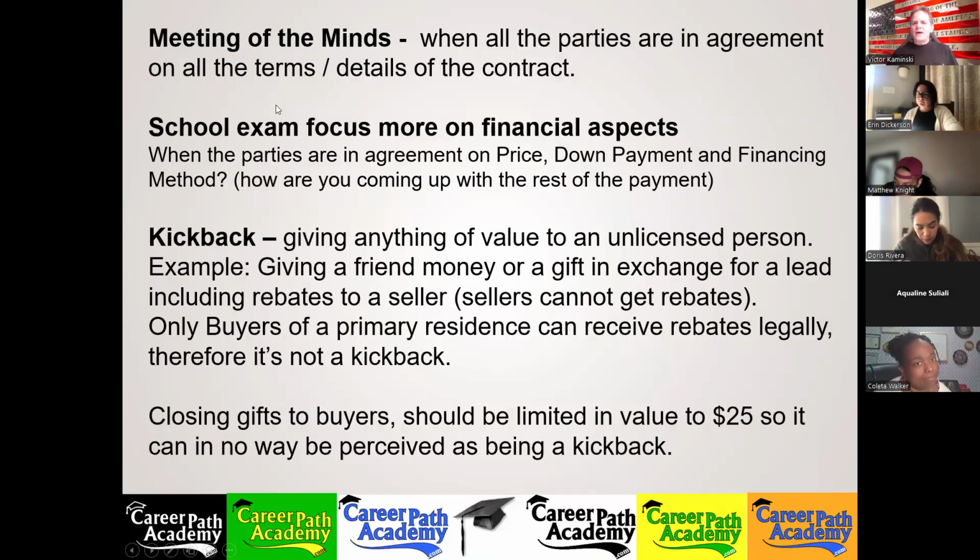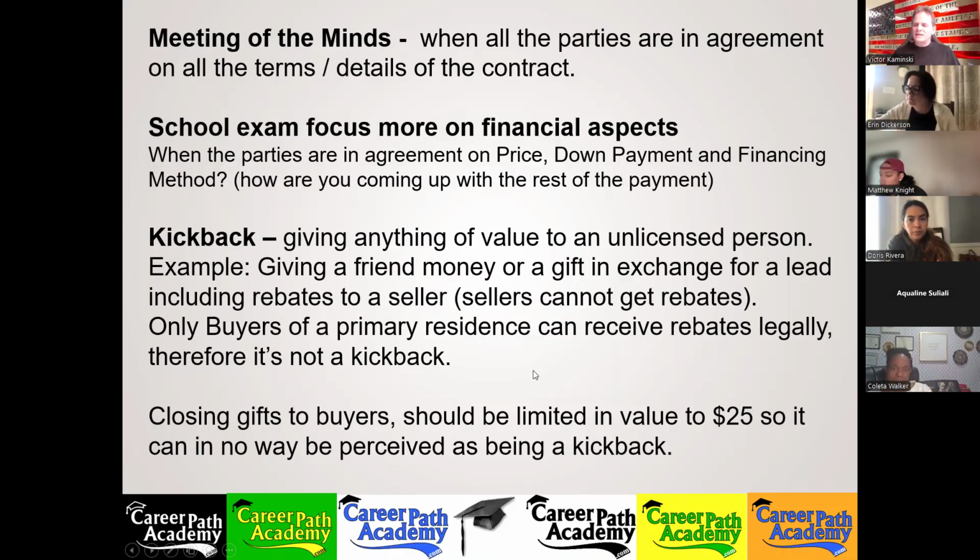Okay, so a meeting of the minds is said to take place when the parties are in agreement on all the terms, all the details of the contracts. The school exam focuses on the money, so the definition you need to know for the school exam is when they're in agreement on price, down payment, and financing method. Basically, how you're coming up with the rest of the cash for the payment.